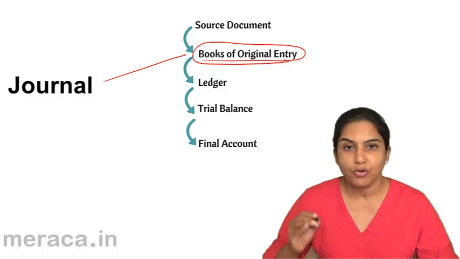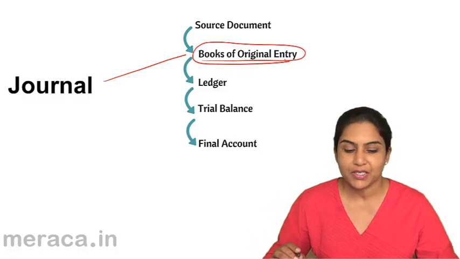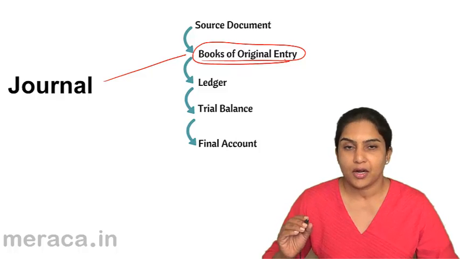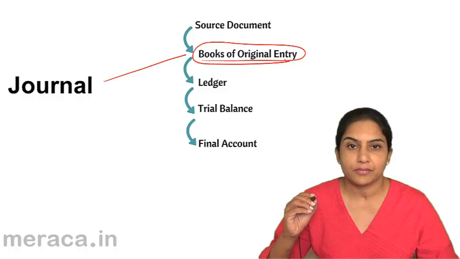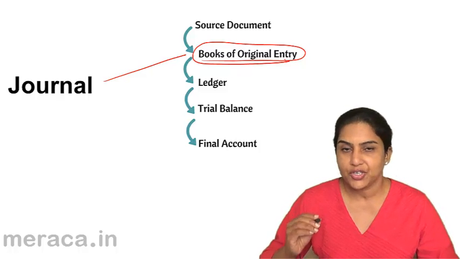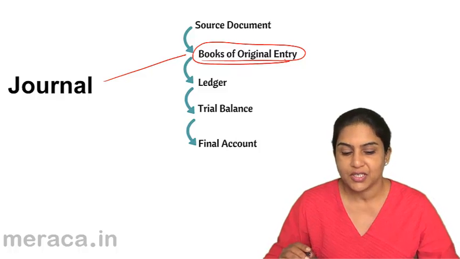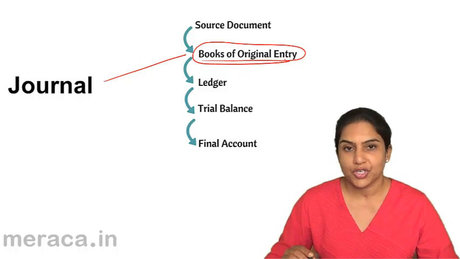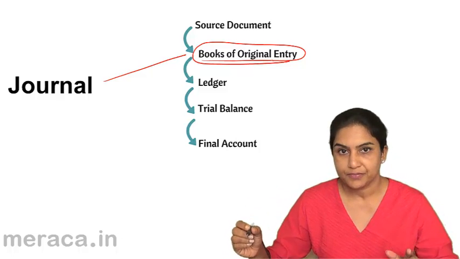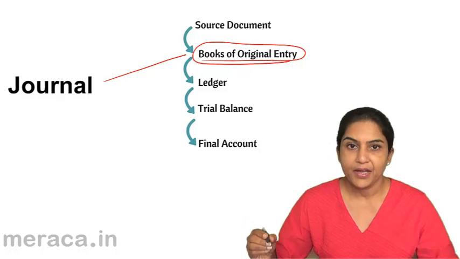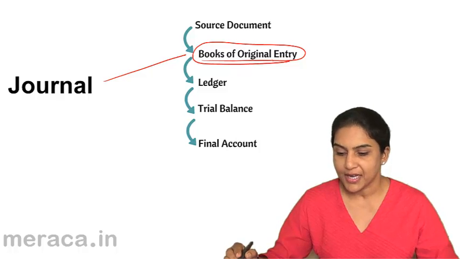So we know how to pass entries, but where is this entry passed? It is first passed in the journal. So all accounting transactions, economic transactions, financial transactions, business transactions are recorded first in the journal, the book of original entry. So now we are going to discuss how the journal is prepared, following of course the rules of journalizing, which we have already discussed.